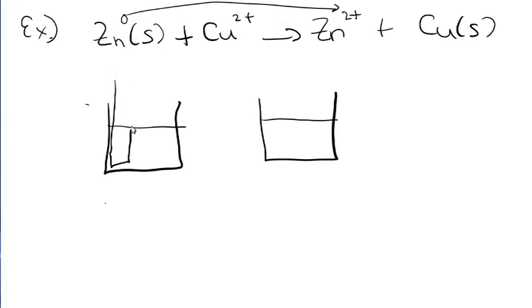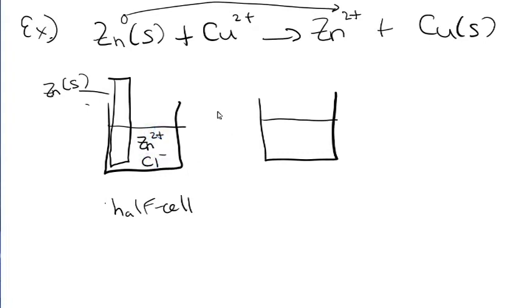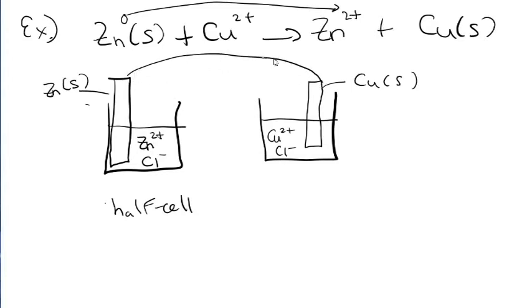Now we're going to have solid zinc here, and these are half cells, so that's one half cell, that's another, and this solution is going to be filled with zinc chloride. And we're going to put a solid piece of copper here and fill that up with copper chloride. Okay, so now what we're going to do is link these two half cells via electrical wiring, and this electrical wiring itself is going to connect to, say, a light bulb.